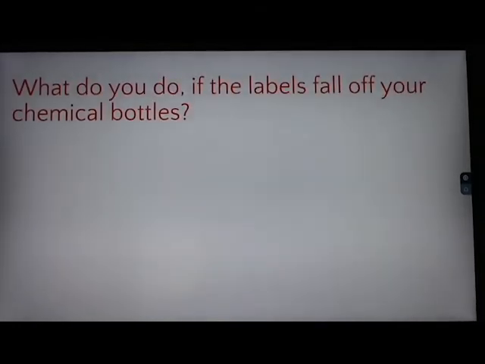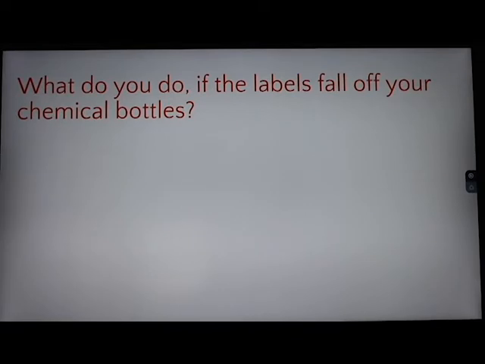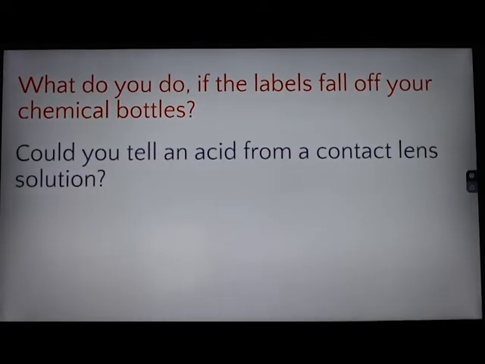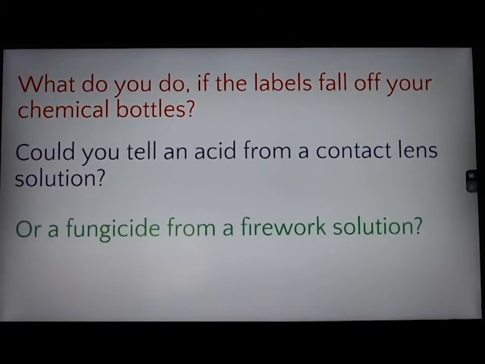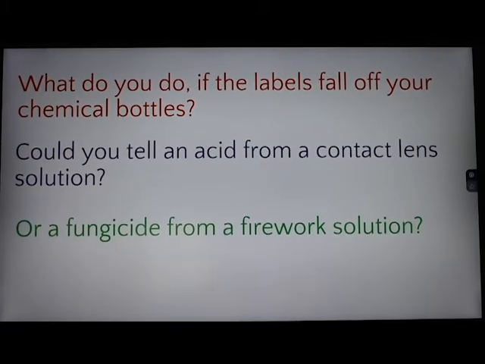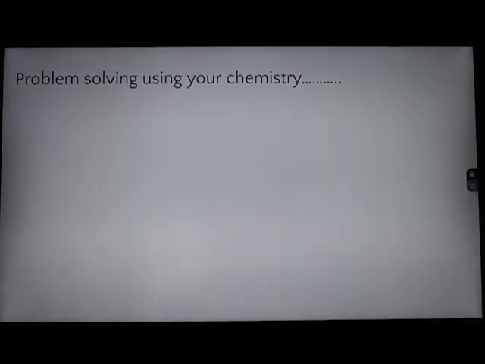A typical chemistry lesson. What do you do if the labels fall off your chemical bottles? Could you tell an acid from a contact lens solution or a fungicide from a firework solution? Problem solving is one of the things we do with chemistry.